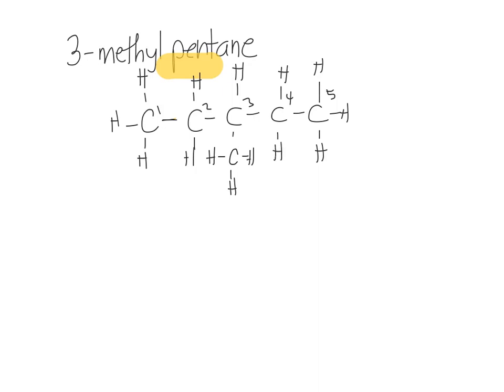If you're going to do a line diagram, that's 2 carbons, 3 carbons, 4 carbons, 5 carbons. So there's your longest carbon chain. Carbon number 3, 1, 2, 3, has a methyl group. So that's your line diagram and your structural formula for 3-methylpentane.